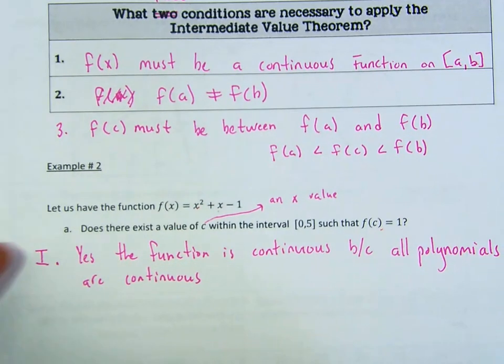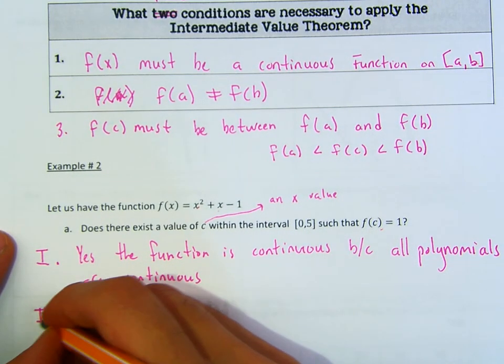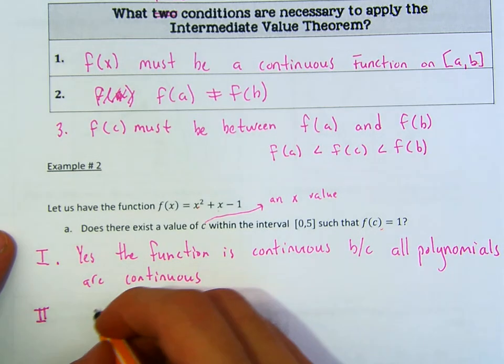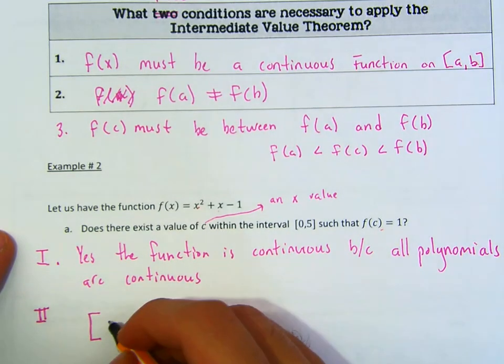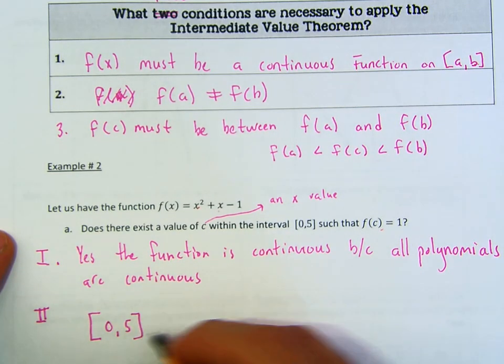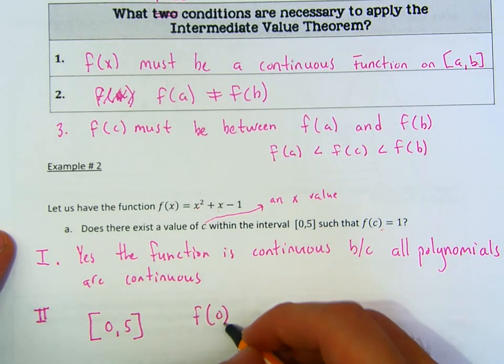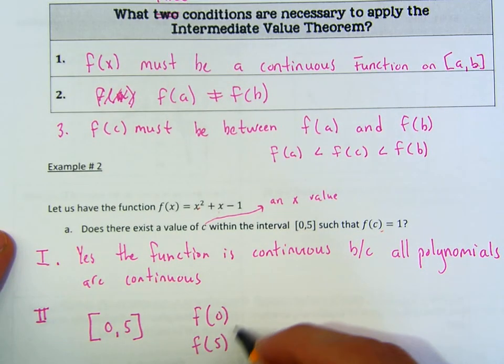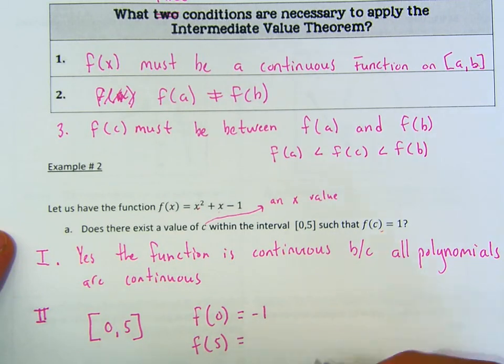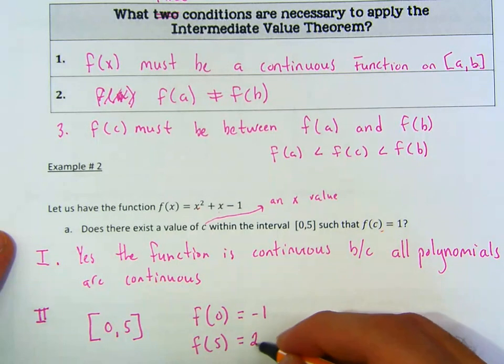Okay, let's see part 2. Part 2, we already did that. If I have the interval from 0 to 5, what is f(0) and what is f(5)? We just did that before. This was negative 1 and this was 29.